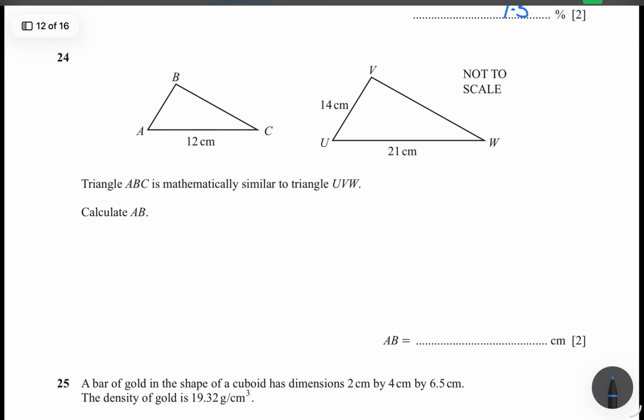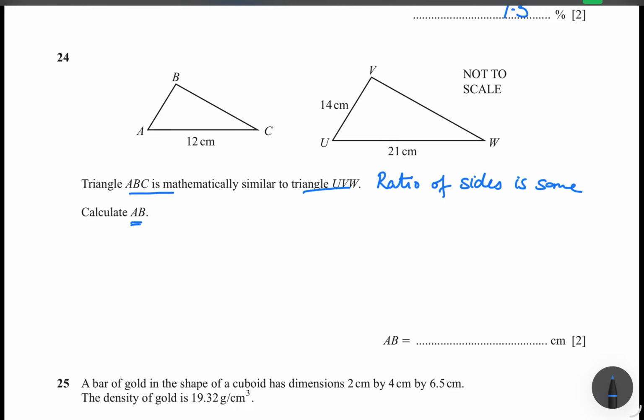Now number 24, we have two triangles. They are mathematically similar. Triangle ABC is similar to triangle UVW. Similar means their shape is the same but size is different. So that means whenever triangles are similar, their ratio of the sides is the same. So we will take the ratio accordingly, whatever we need.